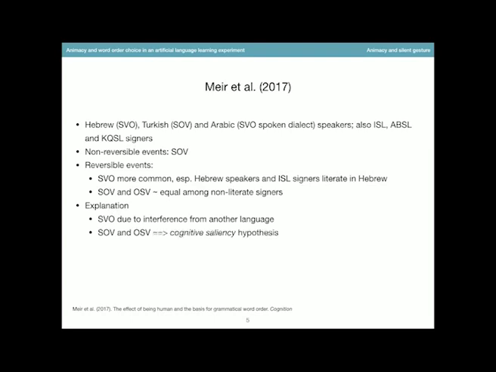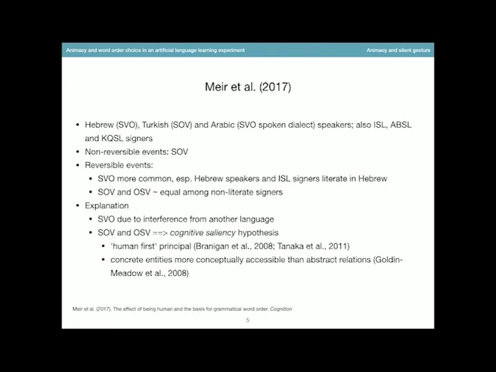But to explain the roughly equal preference for SOV and OSV, they propose what I'm calling the cognitive saliency hypothesis. This is not their term, it's mine. It's based on two principles. The first is the human first principle, and this is basically just the idea that human entities are in some way more salient than non-human entities, and so they tend to be mentioned first. And the other is the idea that concrete entities are more conceptually accessible, so more easily retrieved from memory than abstract relations, and so actions typically tend to be mentioned last.